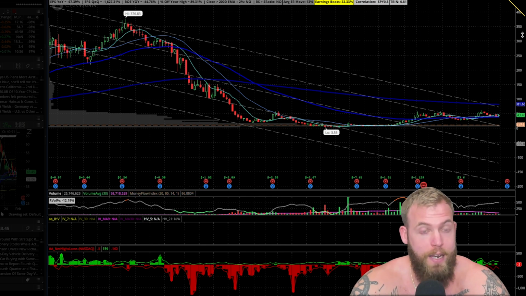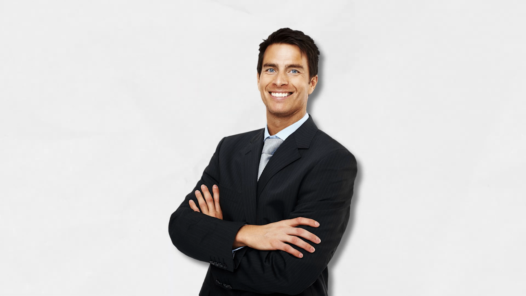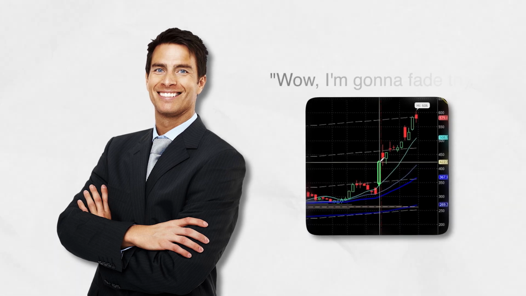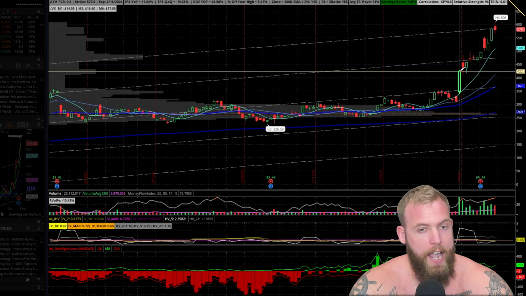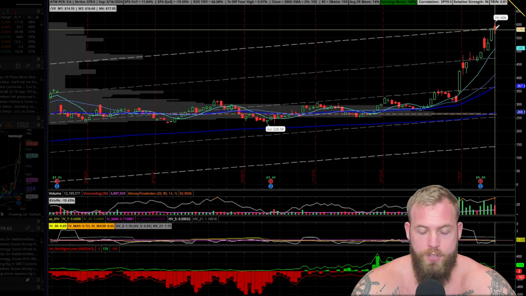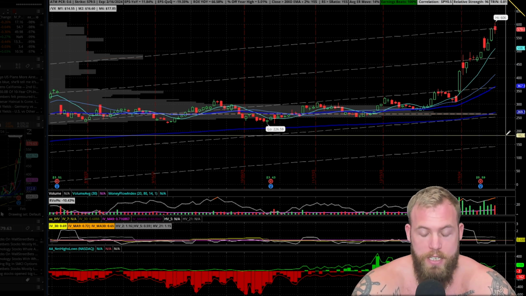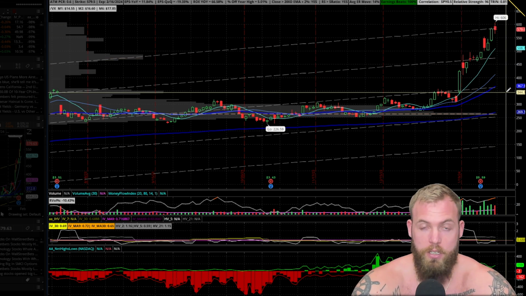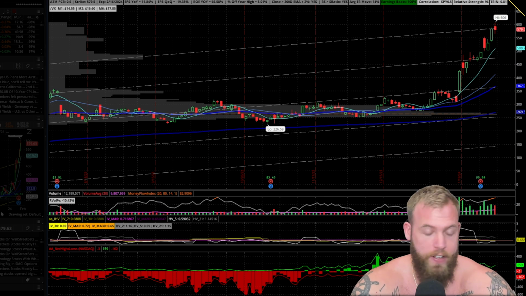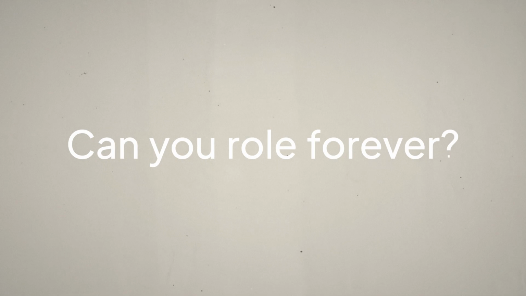And again, the same thing can happen to the inverse. If you're one of those real smart contrarian traders and you know better when the market's pricing things and you see this big green candle, you're like, wow, I'm going to fade this. And SMCI hasn't come back. It's gone from $400 to $579. So in this case, you get stuck. You need some sort of price accommodation in order to be able to roll and eventually find your way out of the money. Because the problem is, can you roll forever?